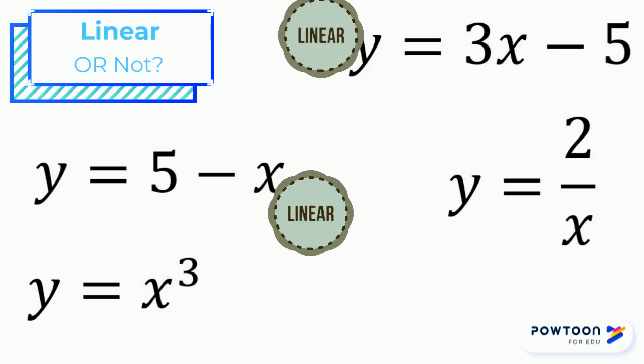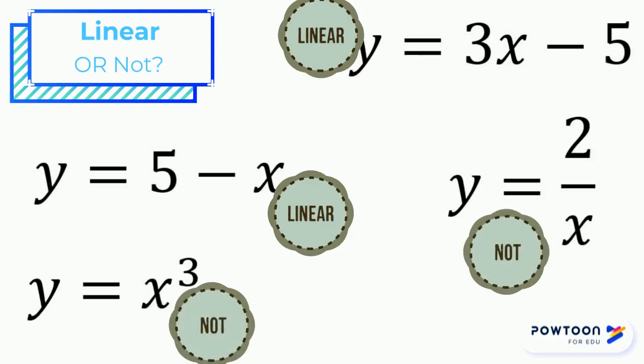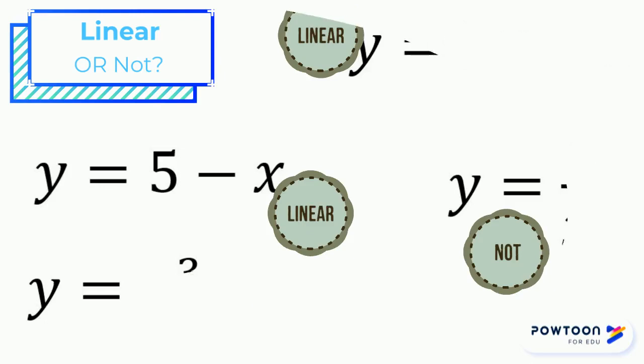We now have y equals x to the power of 3 and y equals 2 over x. Neither of those are going to be linear. This is because you can't write it in the form of y equals mx plus c. With x cubed, you can't get rid of that power of 3. It's going to be there, so we can't change it. And then also with 2 over x, we can't get it out of the denominator.